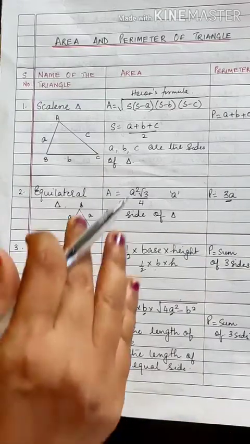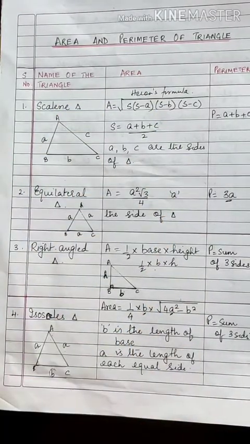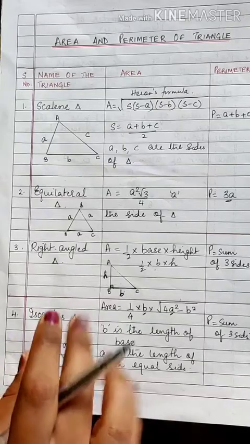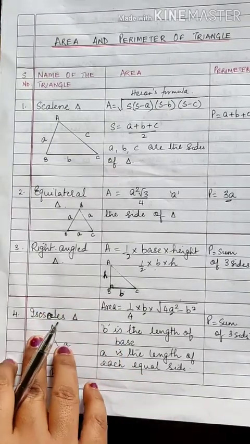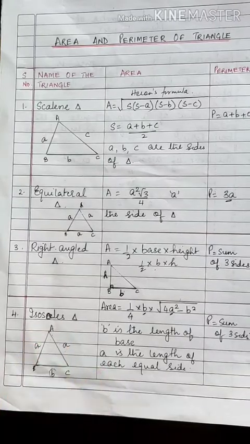So this is the formula table. You have to make a note of this and be thorough with these formulas. Now, how to apply these formulas for solving the sums?